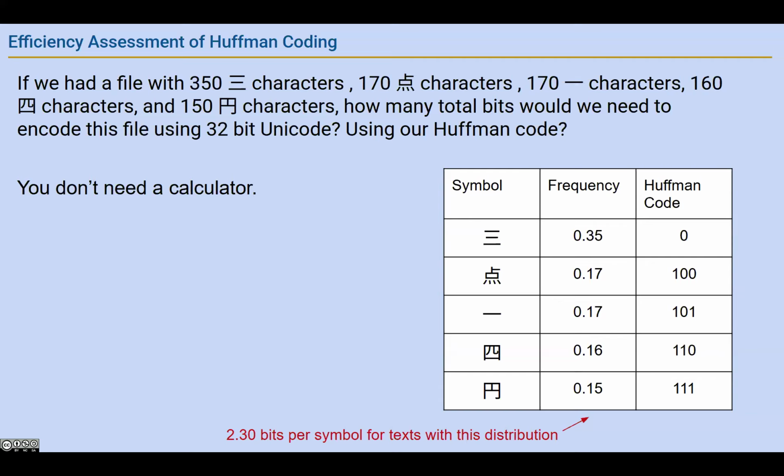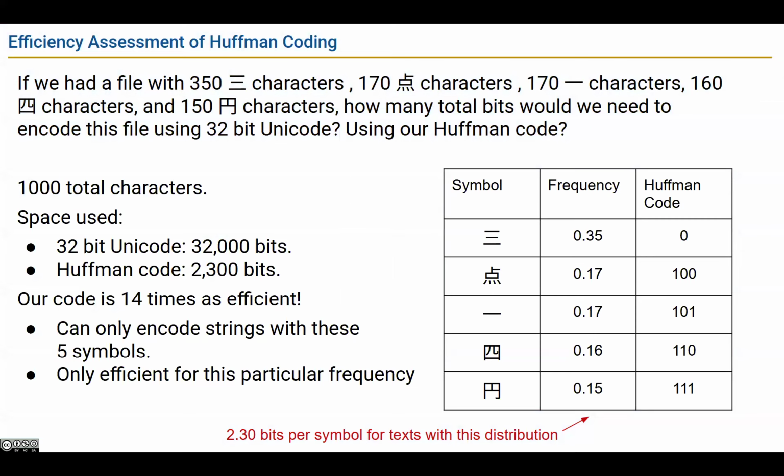What about using the Huffman code, which we said has 2.3 bits per character on average? Yeah, 2,300 bits. So in effect, using this encoding, we managed to get 14 times more efficient space use. So 32,000 brought down to 2,300. That's a 14 times improvement.